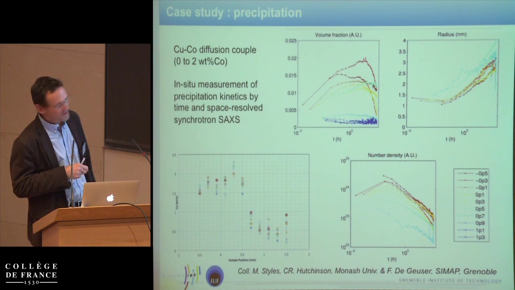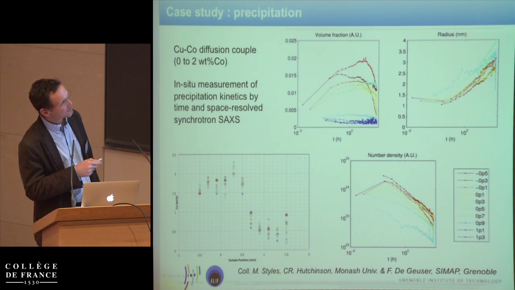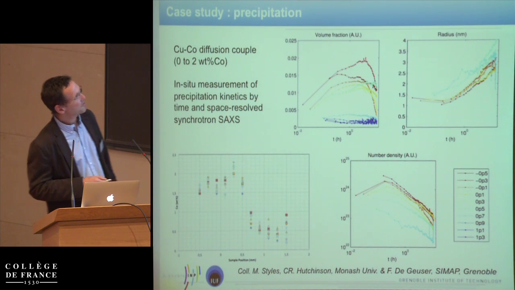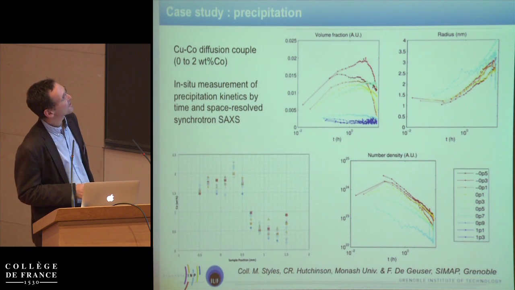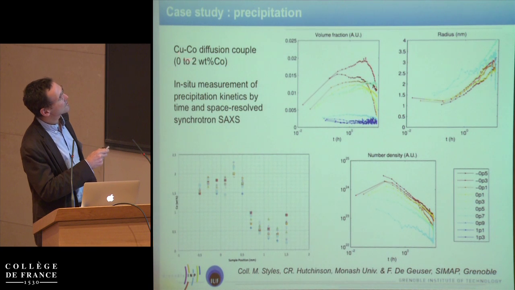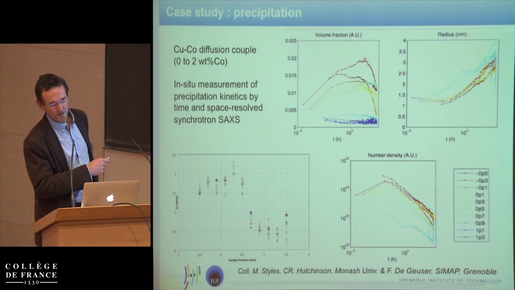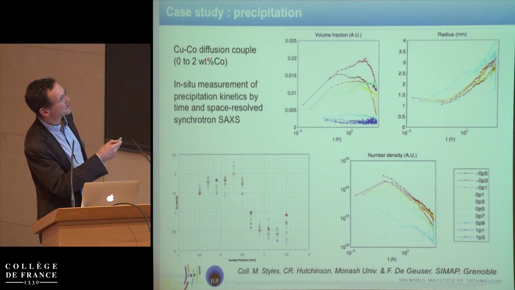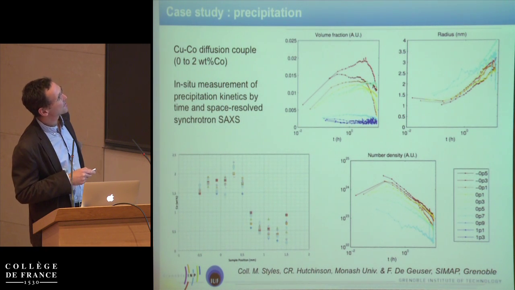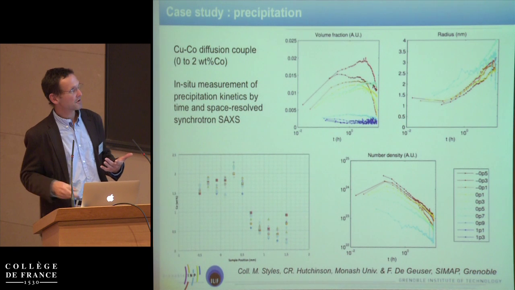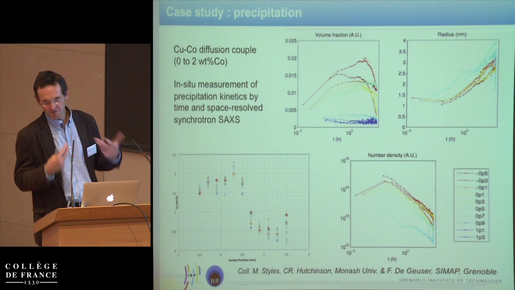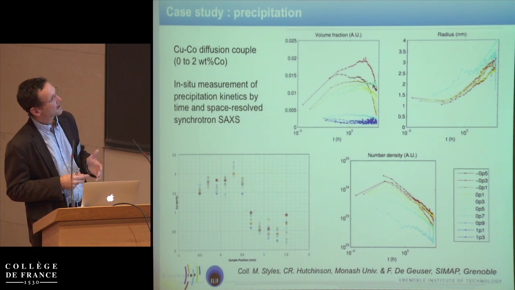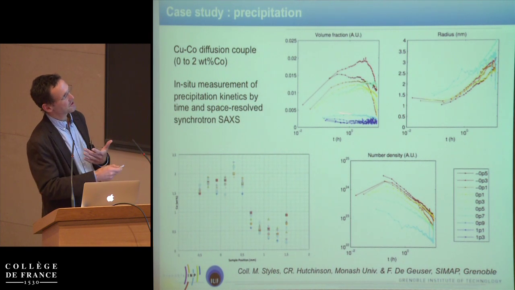Now, going back to precipitation, I wanted to show you some results, quite preliminary, but anyway, that allow you to reach both space and time resolution. So this is a model alloy. It's just copper cobalt bonded to copper. So on one side you've got pure copper, the other side copper cobalt. Cobalt precipitates in copper, and then if you bond them, you have a continuous composition gradient. And this continuous composition gradient, you can scan it continuously while heat treating the diffusion couple. And by small angle scattering, you can get all the precipitation characteristics.